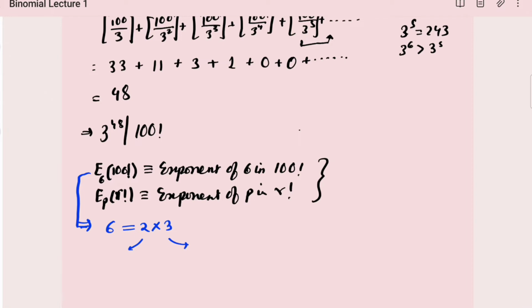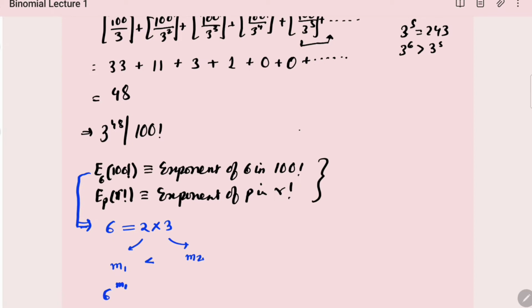You don't have to remember that, so basically you also have to calculate the power of 3 in 100 factorial, and then you have to see which power is minimum. So if the power of 2 in 100 factorial is m1 and the power of 3 in 100 factorial is, for the time being, m2, assume that we do not know as of yet. And if I see that m1 is less than m2, then we have to say that the power of 6 will be m1.